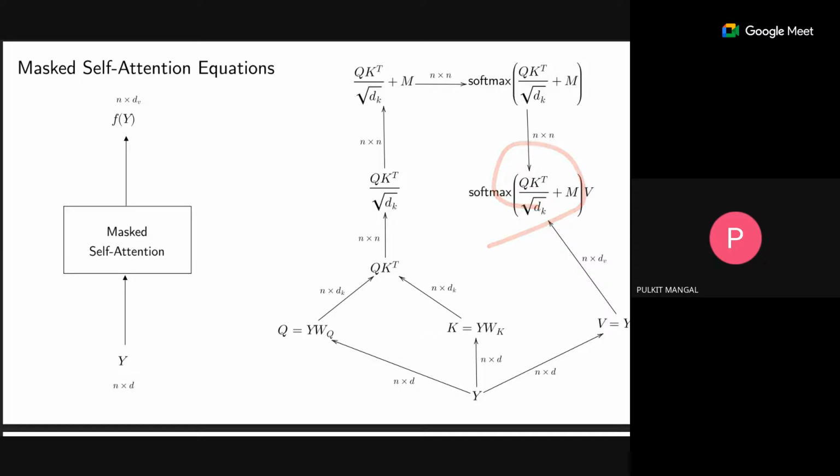So the only change in going from encoder to decoder here is the addition of this matrix M. Can anybody tell me what will be the size of matrix M? N cross N. N cross N is correct, because your Q K transpose is also of size N cross N, right? Two matrices can only be added when they are of the same size. So M also has to be of size N cross N.